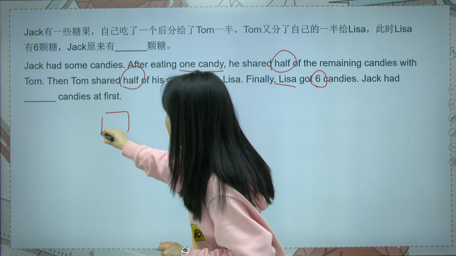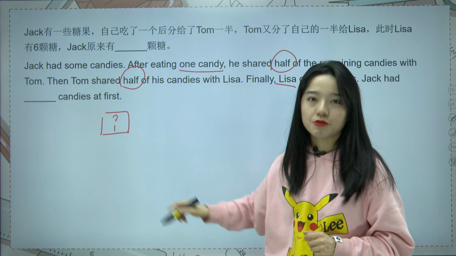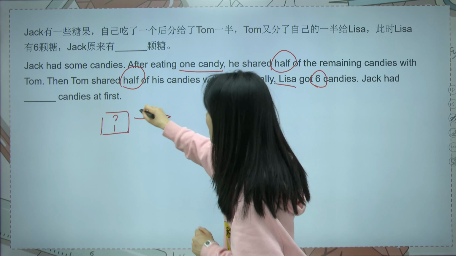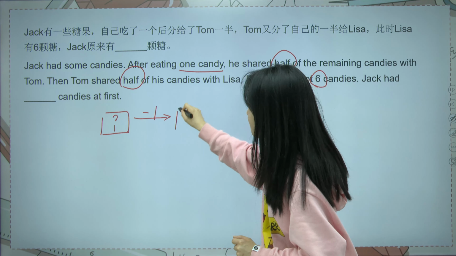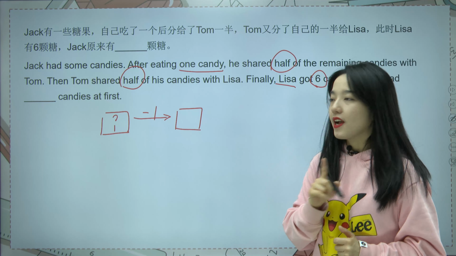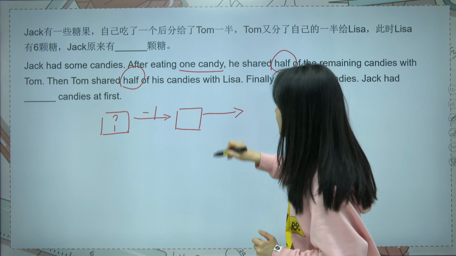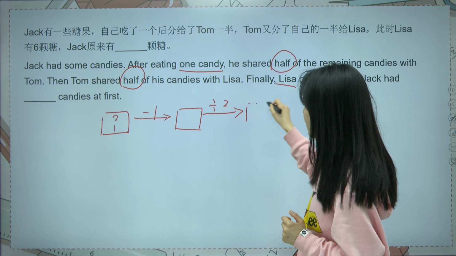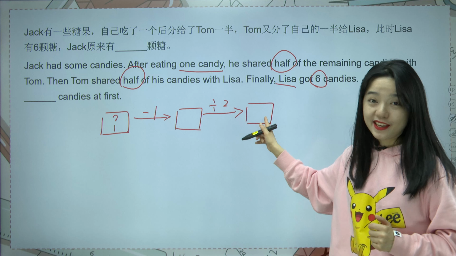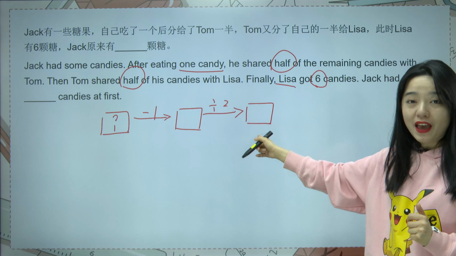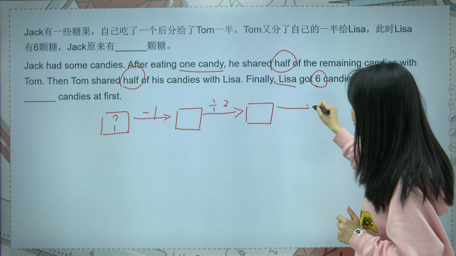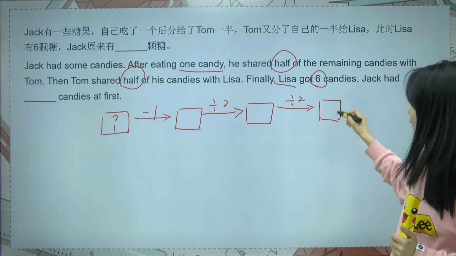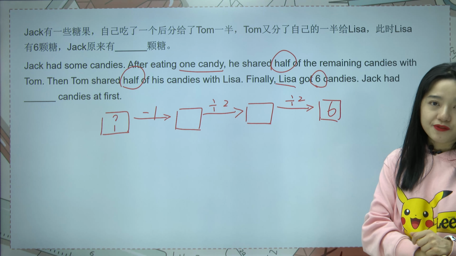We don't know how many candies, so use a question mark to represent it. After eating one means 1 less, so minus 1 here. And then Jack shared half of the remaining candies with Tom. Half of it means divided by 2. This is Tom's candies. And Tom shared half of his candies with Lisa, so divided by 2 again. And we know finally Lisa got 6 candies, so this is 6 finally.